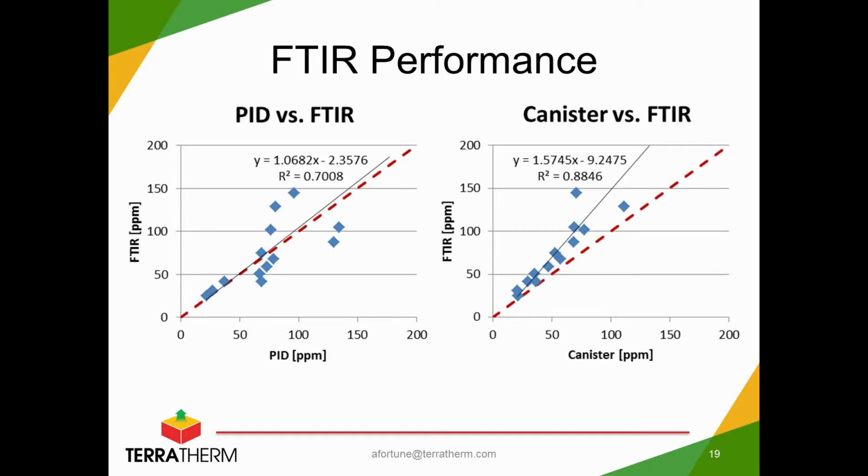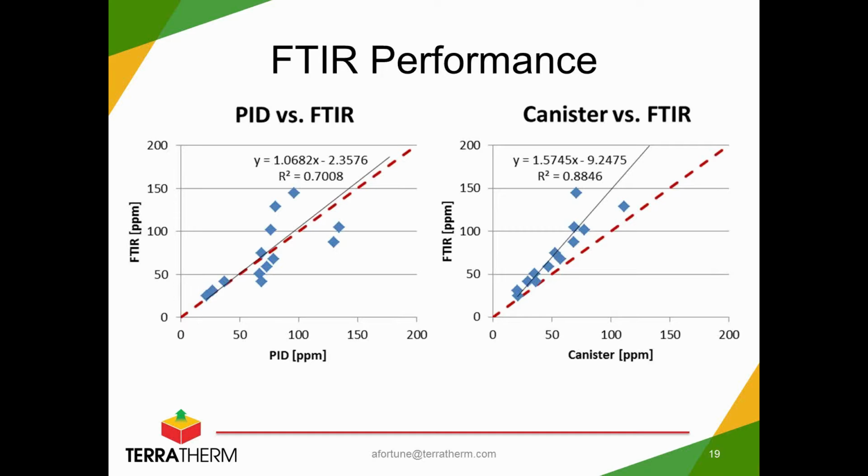We did also maintain our normal protocol of the PID monitoring at this site as well. So we had all three pieces of information here. You're able to see that the PID versus the FTIR, that total hydrocarbon measurement, was matched up fairly well. Definitely at lower concentrations, you're closer to that one-to-one line. The one-to-one line is shown as a red dashed line, and then the linear regression of our actual data is shown as the black line.